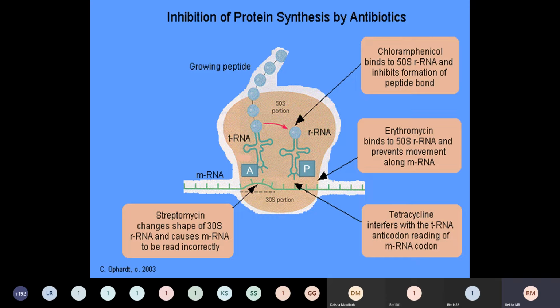Now, when we give macrolides, they block this P site. As a result, the growing peptide along with the tRNA cannot be translocated from the A site to the P site. As a result, the A site is not free to receive the new growing peptide. This is how protein synthesis is inhibited by macrolides. You have many other antimicrobial agents which also act by inhibiting protein synthesis, but their binding sites are different. We have streptomycin, chloramphenicol, and tetracycline. All these act by inhibiting protein synthesis.